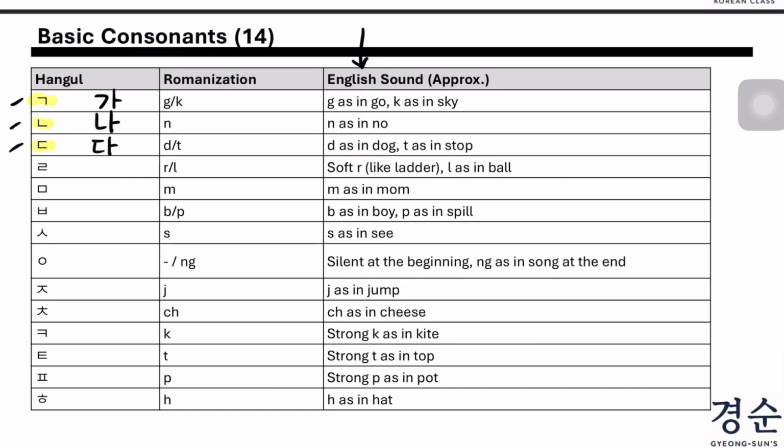Okay, and the fourth one is R or L. It sounds between R and L. So it's the soft R, like in a letter, and L as in ball. If we combine it with an A, it gives the sound ra, la. Okay? It's in between. Ra.